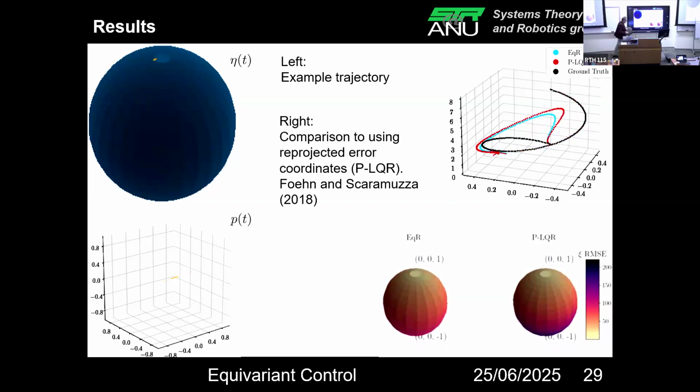So we applied the best that we could find, a projected LQR algorithm. It's essentially solving the LQR on the SO3 and then projecting it down onto the translation.